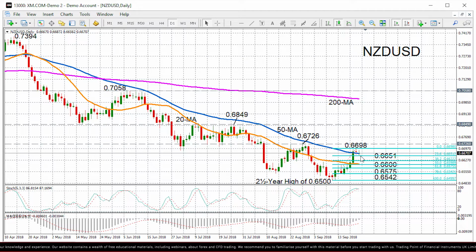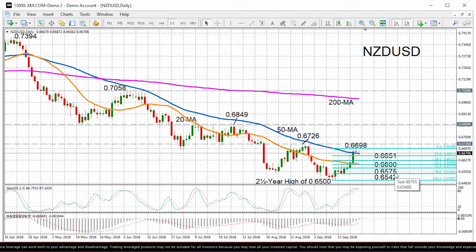However, for the time being, support at the 23.6% Fibonacci of the up leg from 0.65 to 0.6698 is holding. That's around 0.6651. A drop below that could then see the 50% Fibonacci coming into range. That's just at the 0.66 handle and where the 20-day moving average is converging at the moment.